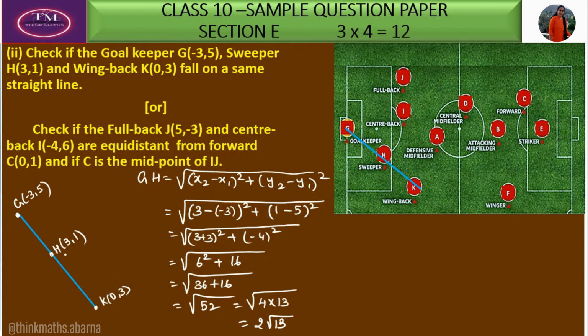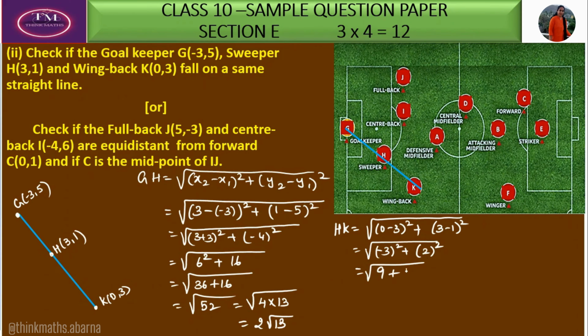Next we have to find out HK. So HK is equal to square root of 0 minus 3 whole square plus 3 minus 1 the whole square. So 0 minus 3 is minus 3 whole square plus 3 minus 1 is 2 whole square. So 3 square it is 9 plus 2 square it is 4. So we have root 13.